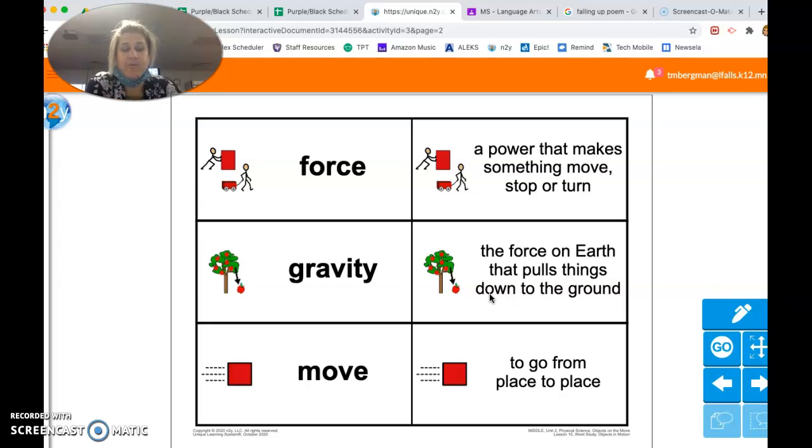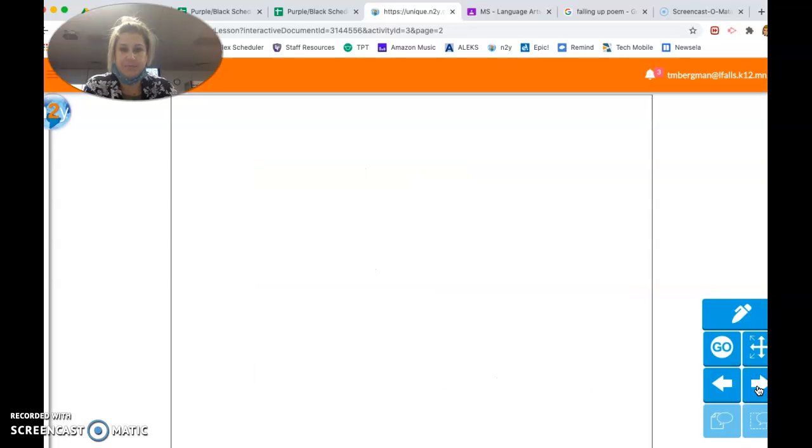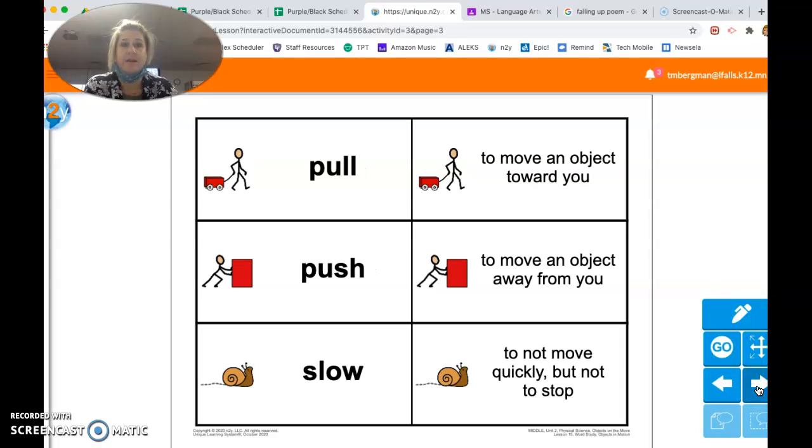So remember when I was pretending to lift weights, right? Like if we're lifting weights, the weights are going to want to go down to the ground. So you are fighting against gravity to lift those weights up, okay? Move, to go from place to place. And that can be moving from a different house, moving with your feet, going to a different place, right? Pull, moving an object toward you. We talked about doors when you have to pull them closed, right?